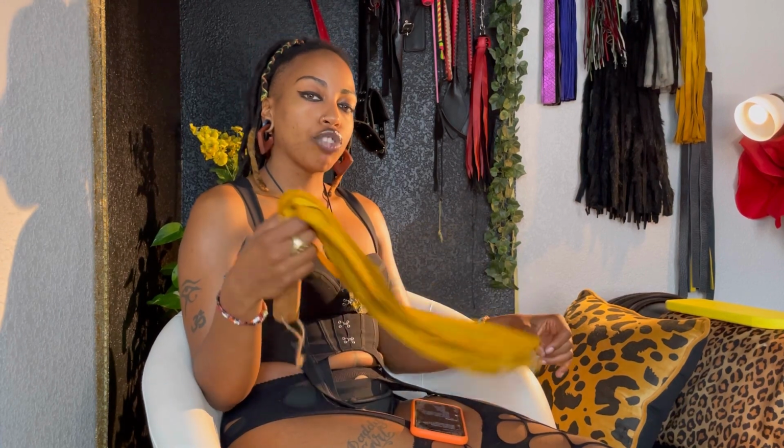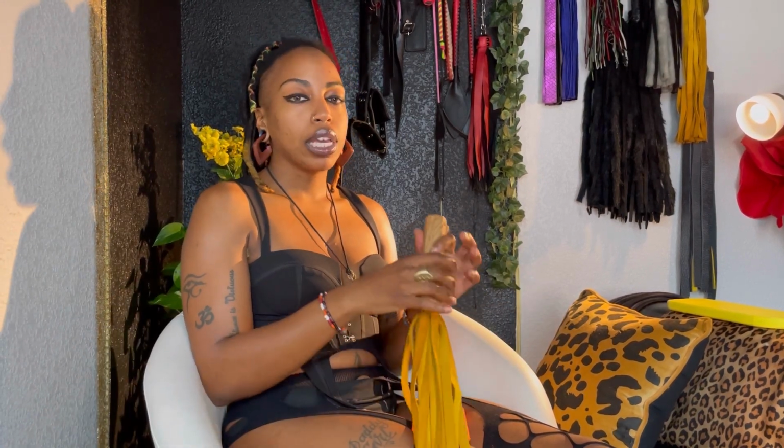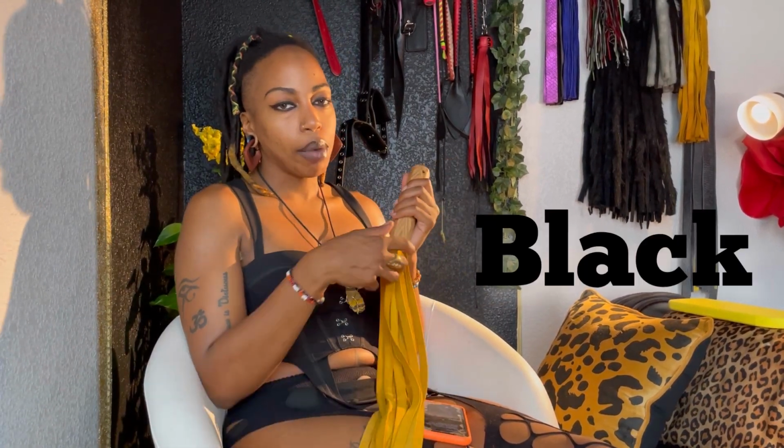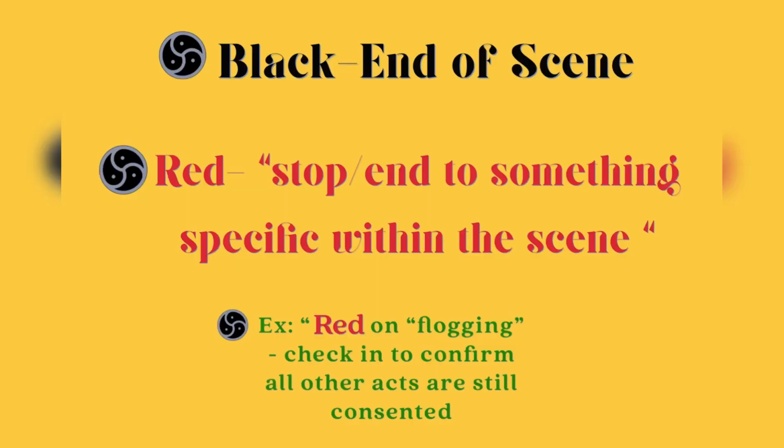Also, sometimes in traffic light systems, some people may implement the use of a black light. So someone may call black, which usually means end of scene, and when they're using black to end the scene, red usually means end of that particular kink that you're participating in. Whatever that act is, it usually means end of that act.